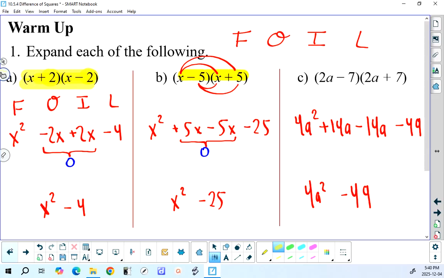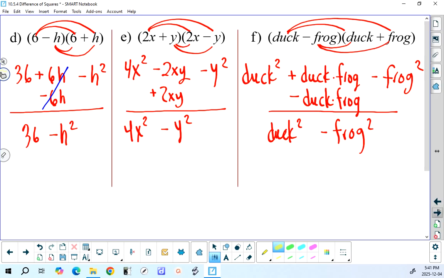It's the same thing that we notice about these two. It's the same thing that we notice about these two. What do we notice about these pairs of binomials? Well, they're identical, except one of them has the first term plus the second, and the other one has the first term minus the second.